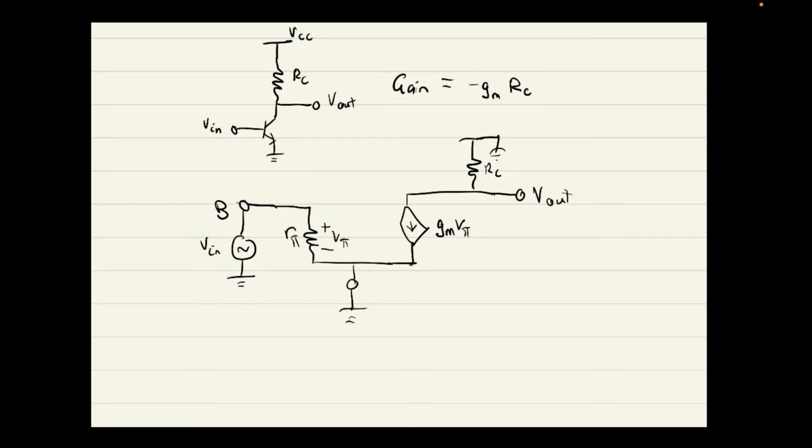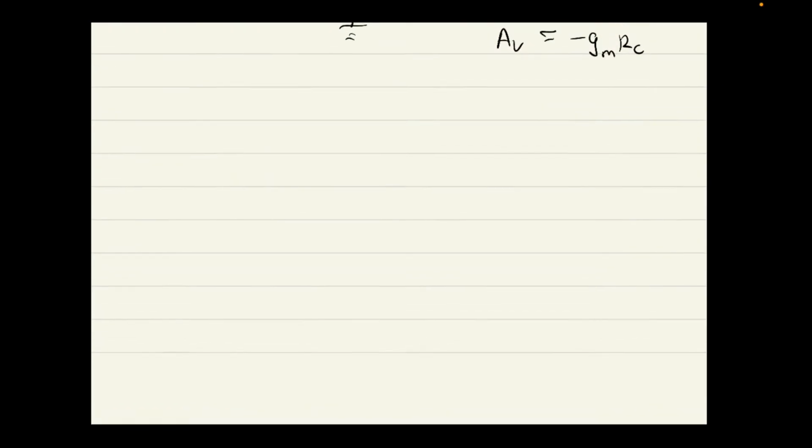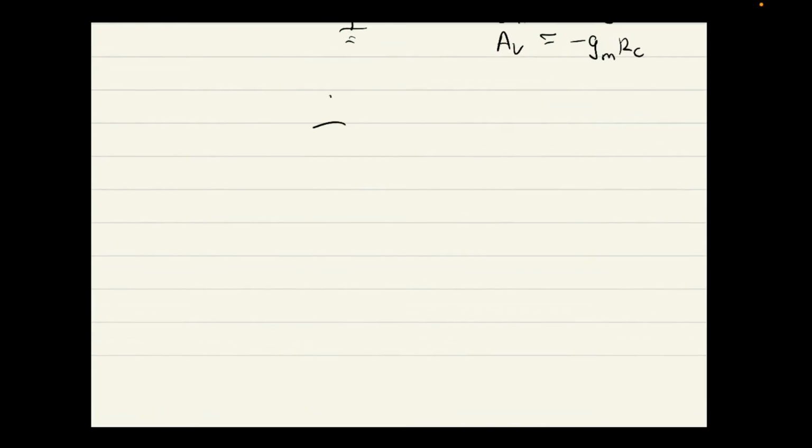V pi is V in, and then V out is just minus gm Rc V in. Then we get the gain, minus gm Rc. So it's pretty nice. But what I'm going to do is change this circuit a little bit.